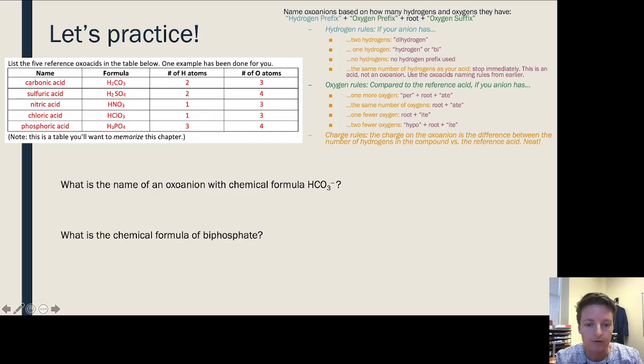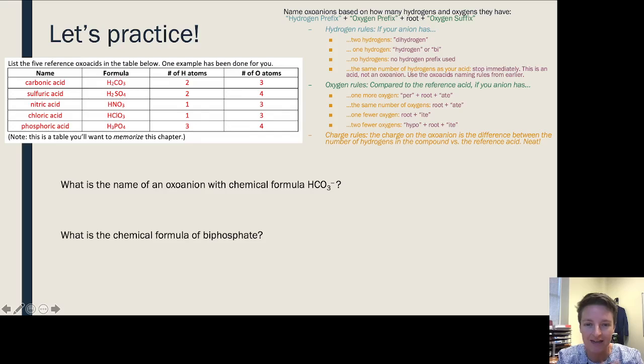Next thing I'm going to do is figure out how to name the compound based on the number of oxygens. I see that my reference acid, carbonic acid, has 3 oxygens, and so does this compound. And so since I have the same number of oxygens, I'm going to use the root word carbon, and then attach the suffix -ate. So far we've got hydrogen carbonate.